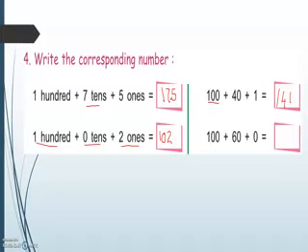Here look, 100 plus 60 plus 0 is 160. Or we can say that 100 means 1 is in the hundreds place. 60 means 6 tens, which means 6 is in the tens place. And 0 means 0 ones, which means 0 is in the ones place. This is how we can write the number from the expanded form.